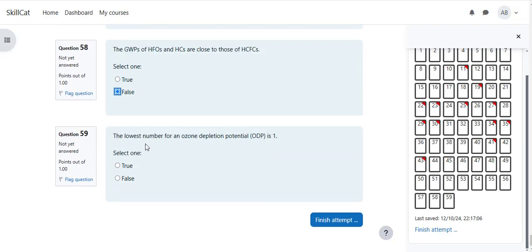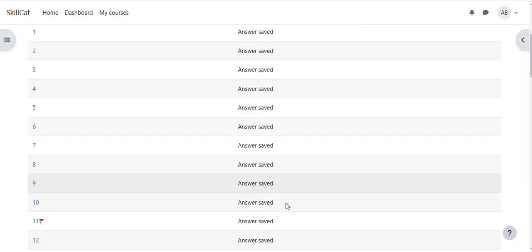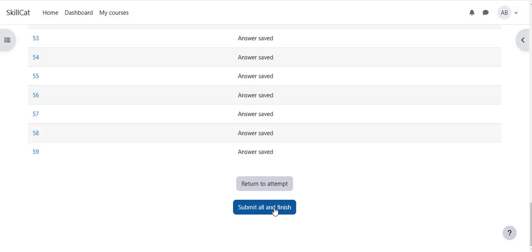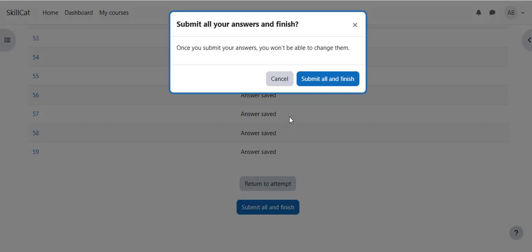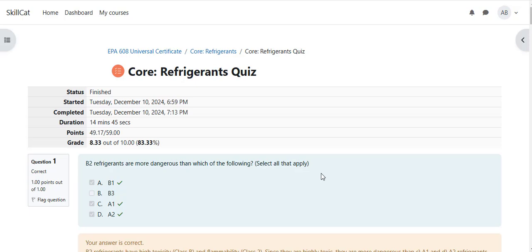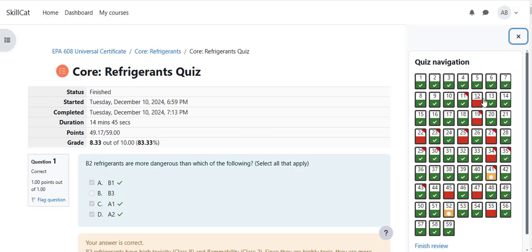The lowest number for an ozone depletion potential ODP is 1. False. 0. Let's check. This is a very long one. Let's see if we have something wrong. We can check it again. Oh, our score is 8.33 out of 10. Oh, this is very good. Let's see the wrong ones. Oh, 1, 2, 3, 4, 5, 6, 7, 8.